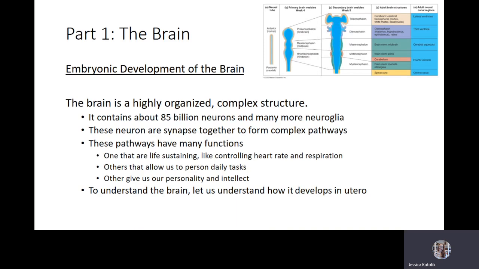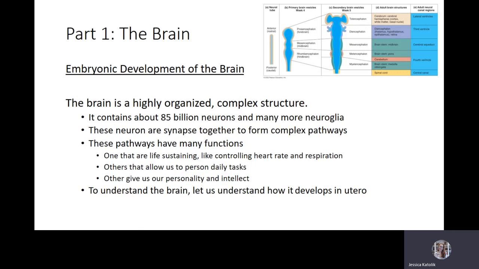Today we're going to continue our conversation about Chapter 13, the central nervous system. And in this video, we're going to focus on the development of the brain. So how does the brain form in utero? The brain is such an amazing organ. It is so complex, yet so organized, and it's just so amazing and cool.